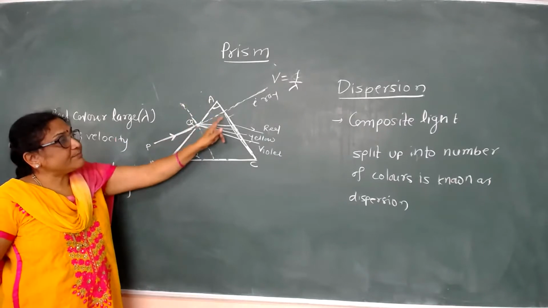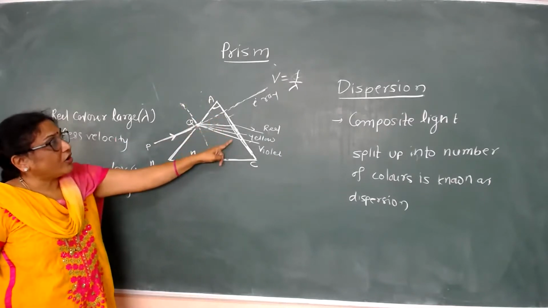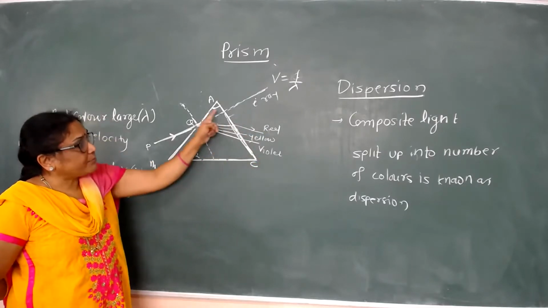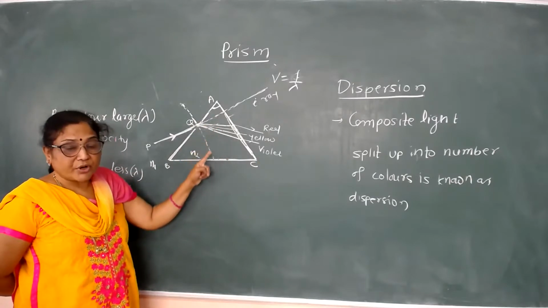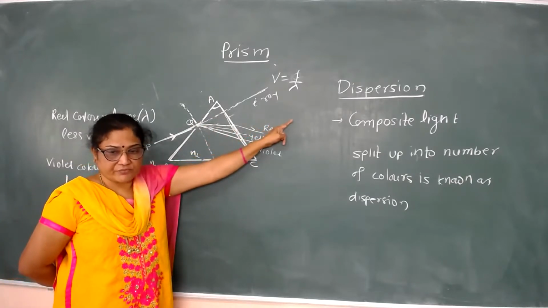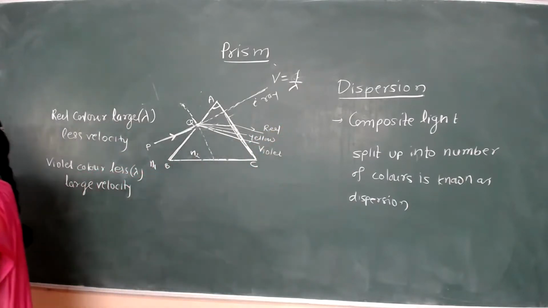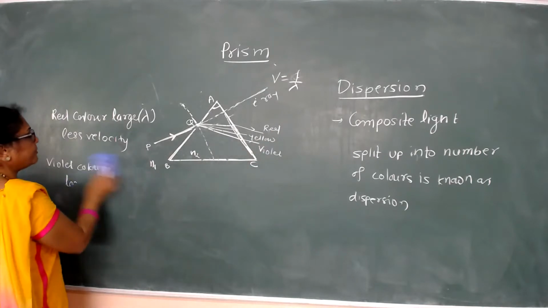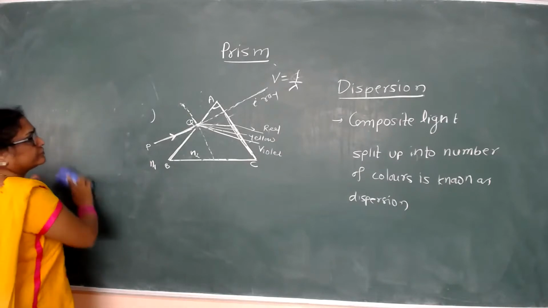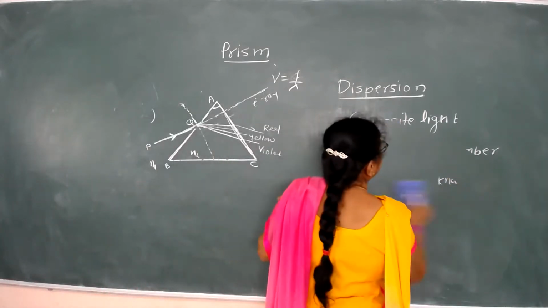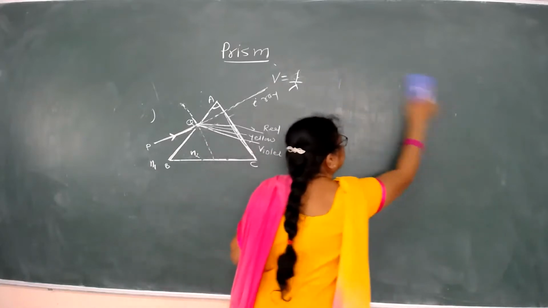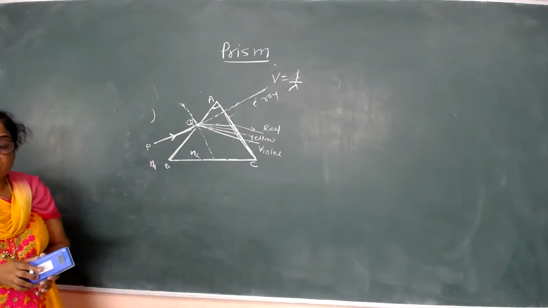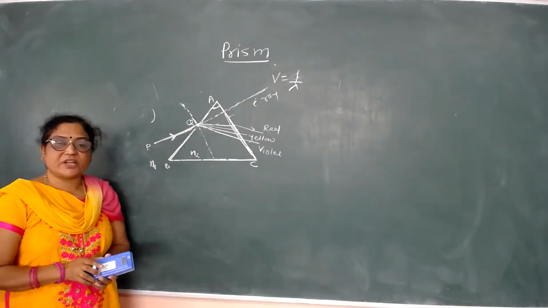When the splitting of light takes place, the first color is red and the last one is violet. The process of splitting of light into a number of colors is known as dispersion. Here, what is meant by deviation, or what is the meaning of deviation due to the prism? Dispersion is the splitting of a composite light into a number of colors depending upon their wavelength.